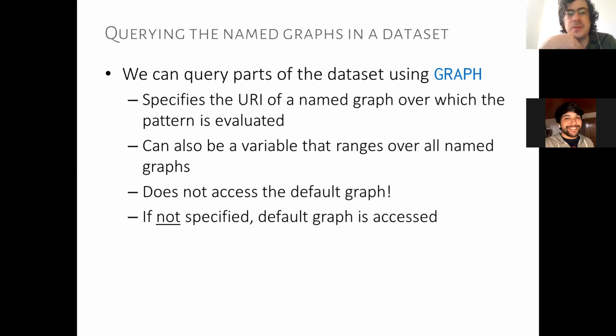Okay, so we can then query specific parts of the data set, whatever the data set is for the query, using graph. Graph allows us to specify either the URI, or this should probably say IRI now, of a named graph over which the pattern is evaluated. This can also be a variable that ranges over all the named graphs, so we can query over all the named graphs at once. However, if we use the graph feature, it does not access the default graph. It's only over named graphs. So if we want to query the default graph, we don't use this feature. If we do, we can use graph to access a named graph.